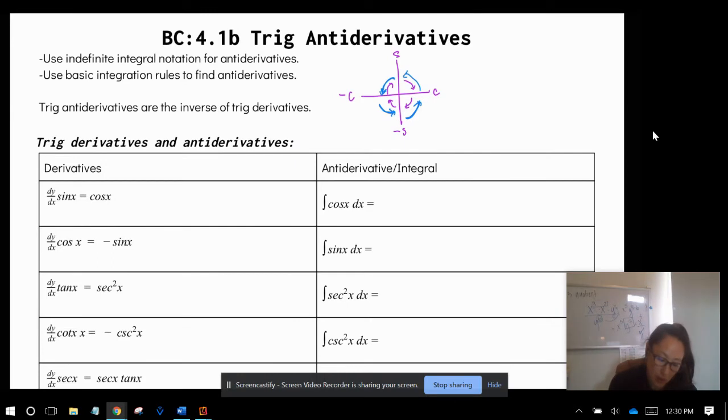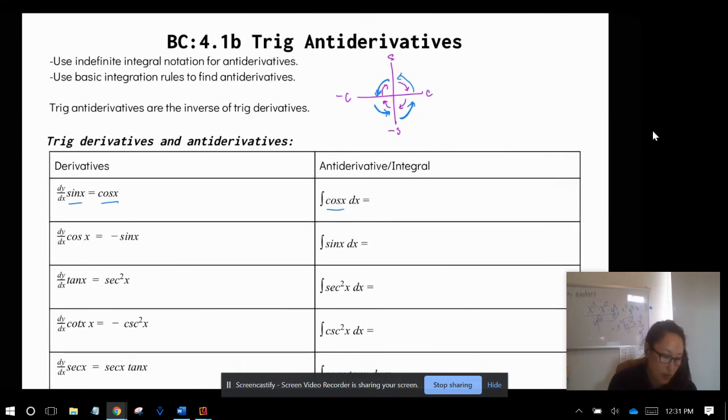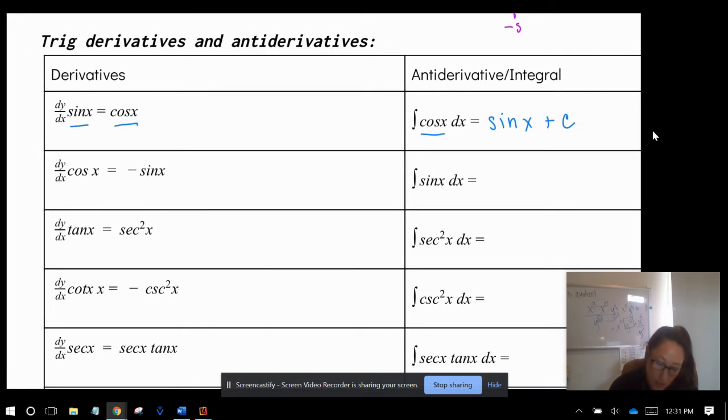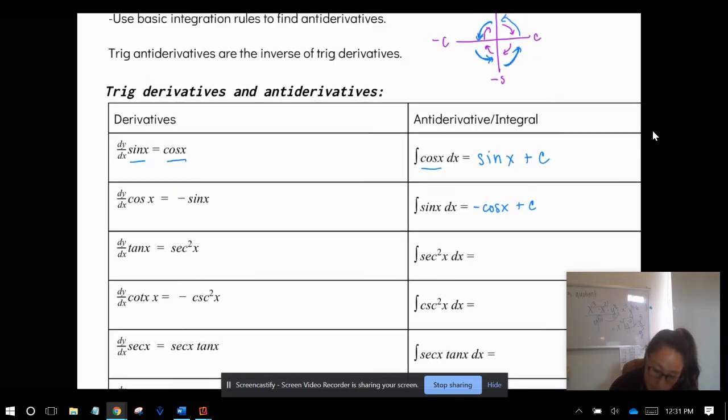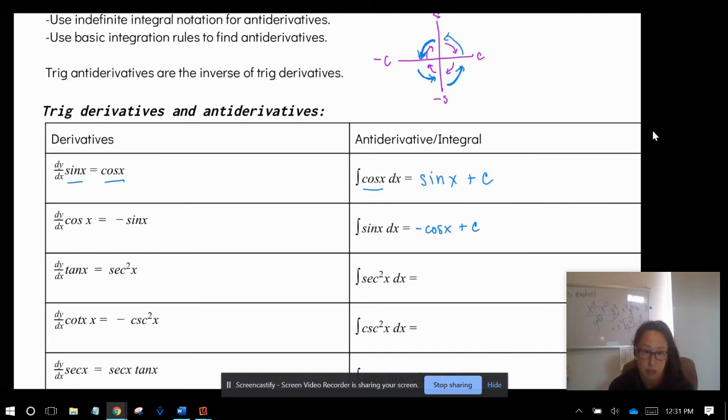Okay. So if I remember, the derivative of sine is cosine. So the antiderivative of cosine would be sine x plus c. So just undoing the derivative. The derivative of cosine is negative sine, so the antiderivative of sine would be negative cosine x plus c. So I can see sine, the antiderivative is negative cosine.